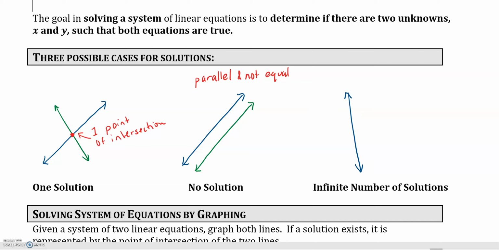And the third case, and these are all general cases, you could draw these lines in any way, is where we have a line and another line that is parallel to the first line but equal, and therefore we have an infinite number of points of intersection all along this line because they overlap everywhere. So this is where we have parallel and equal lines.